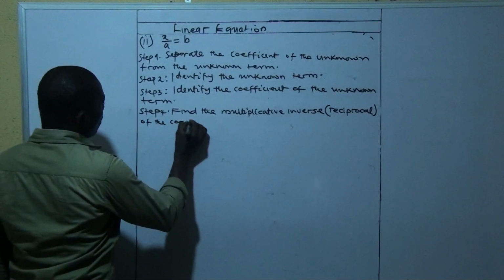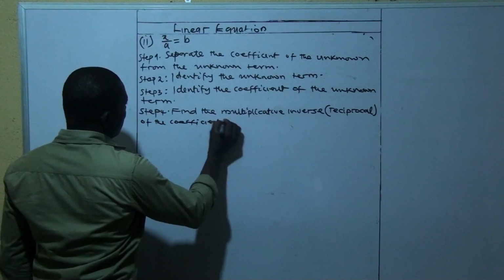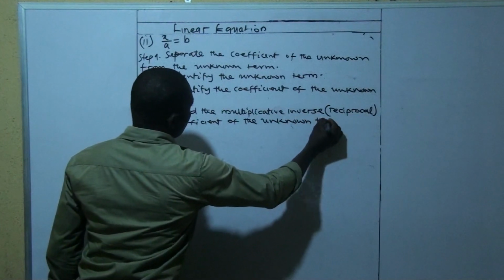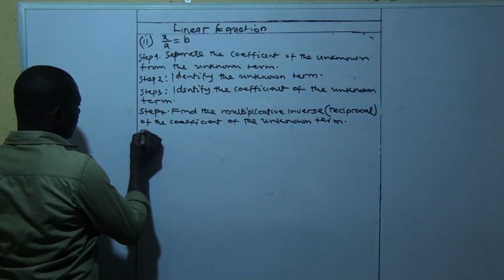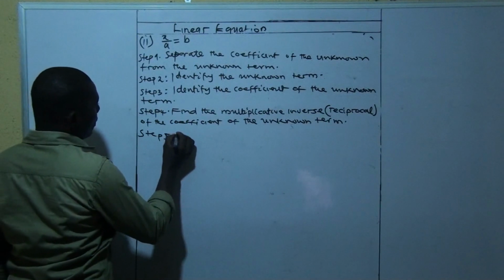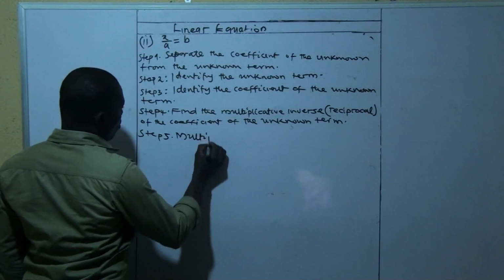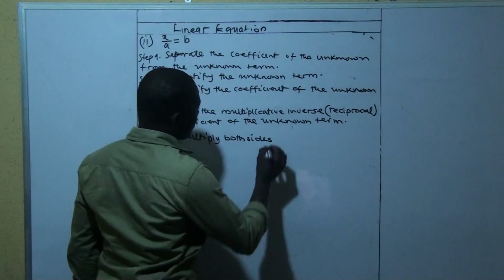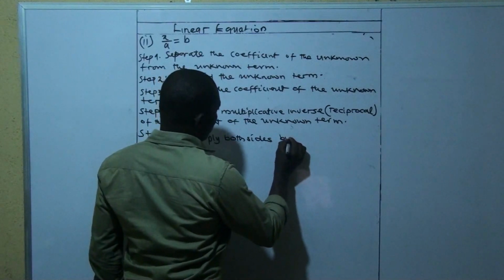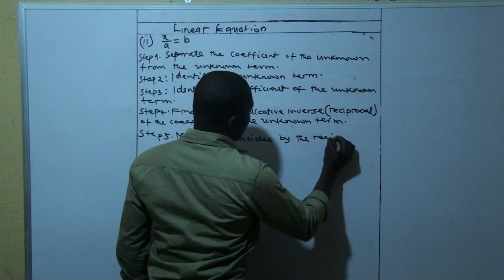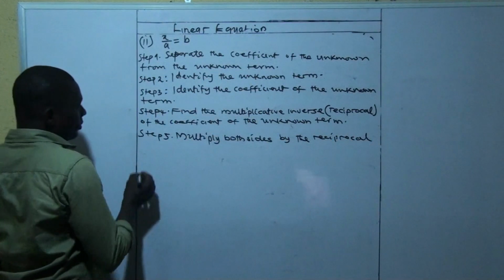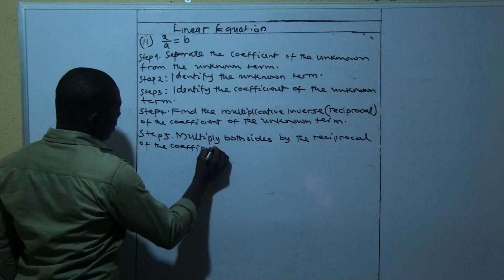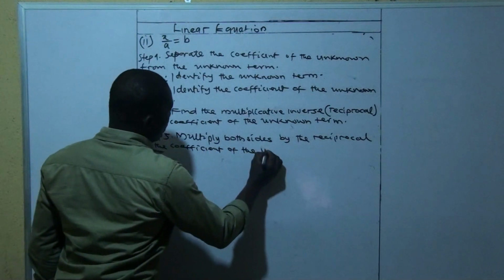Of the coefficient of the unknown term. Okay, then the last step, step 5: multiply both sides by the reciprocal of the coefficient of the unknown term.